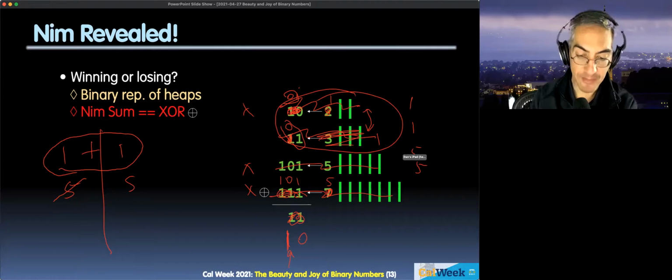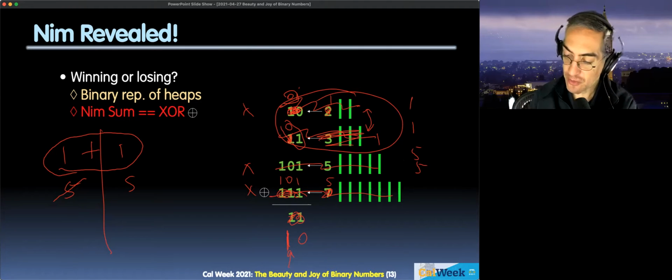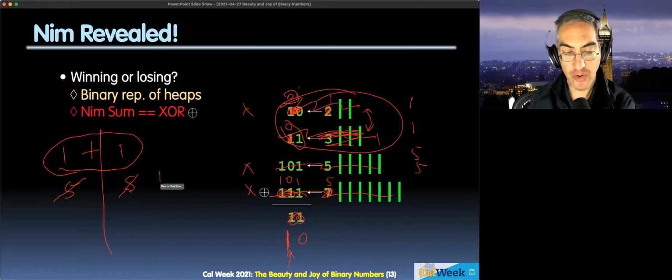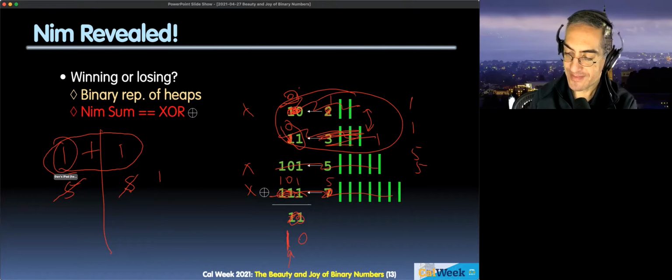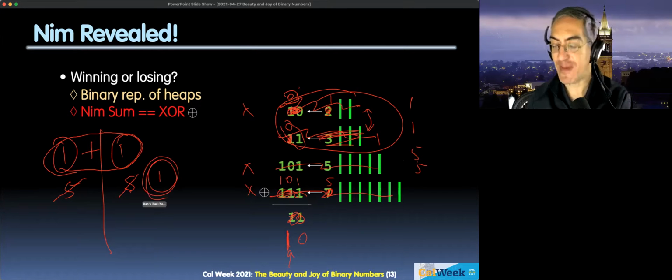I want you to win, so when I play a younger player, rather than take all the 5, you take all but one of the 5s. I make this a 1. And now you're going to win. Let's just watch how all the CalWeek students win. CalWeek takes the last piece and you win.